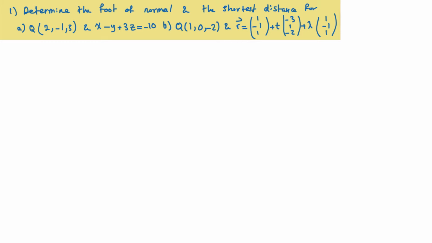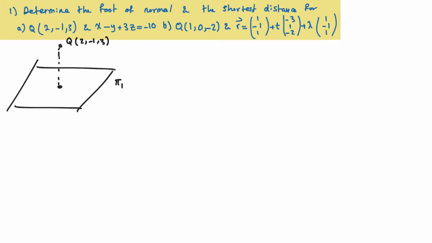For the first one, let's draw out the situation. We have a plane, let's say this is x minus y plus 3z is equal to negative 10, and let's say this is our point Q, which is (2, -1, 3). It's going to meet the plane at a point. Let's call this point (x, y, z). The equation of the plane gives us the normal of this plane, and the normal is in the same direction as our line there.